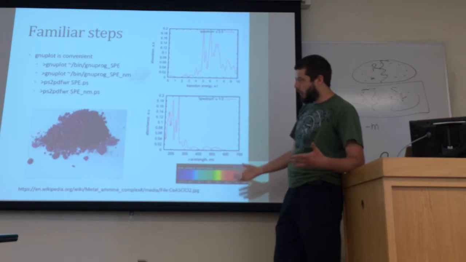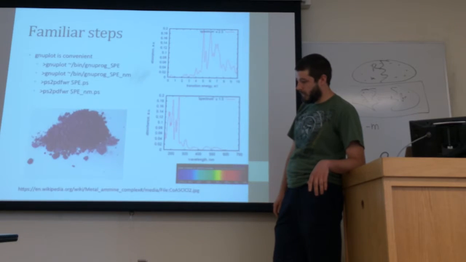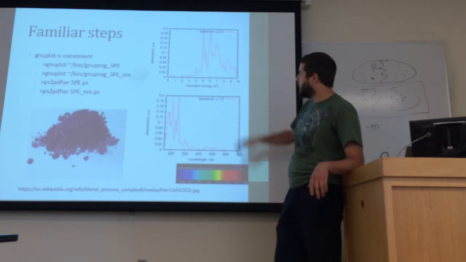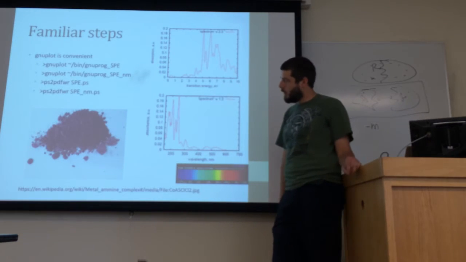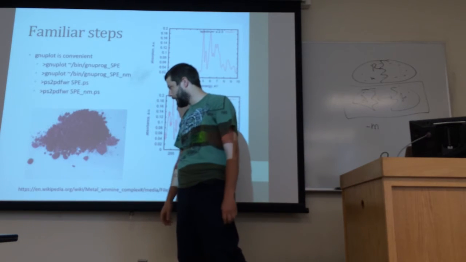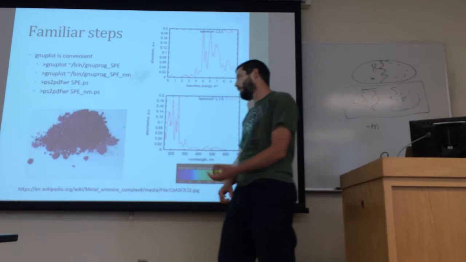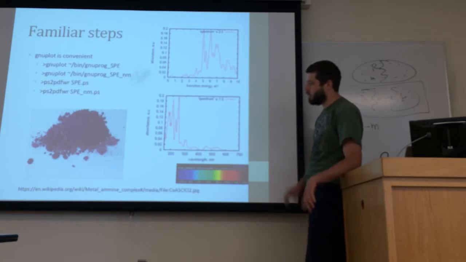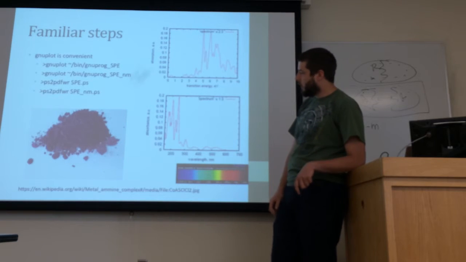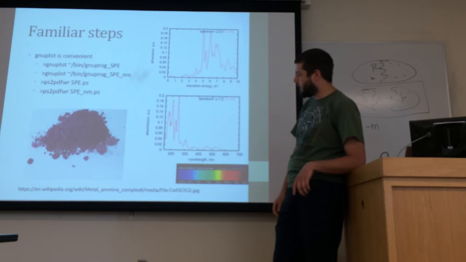So this is for the cobalt tetramine dichloride system that we were looking at. So the transition energy is here, and then you have the UV vis spectra. And here is a picture of a very similar material. It's the same metal, same oxidation state. I think it has one more amine and one fewer chloride, but it's very similar.